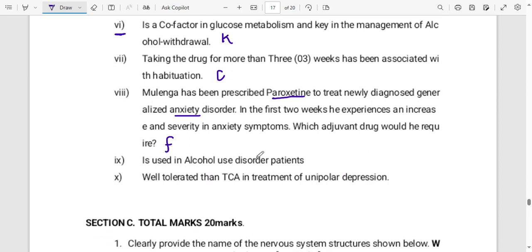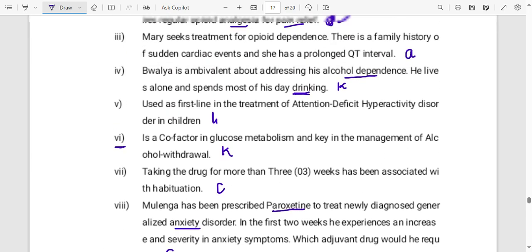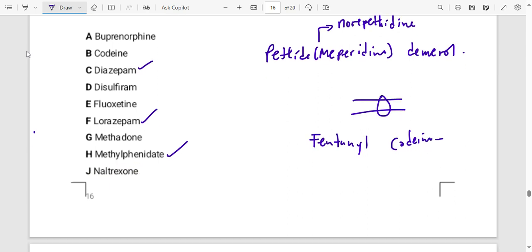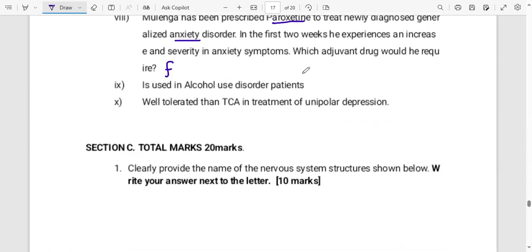Is used in alcohol use disorder patients. Which one can we use in alcohol use disorder patients? So we can get this one, the antidote to opioids. A different answer for the alcohol use disorder patients. So when you give naltrexone, it is going to support abstinence in alcohol use disorder. And then the last one, well tolerated tricyclic antidepressants in the treatment of unipolar disorder.